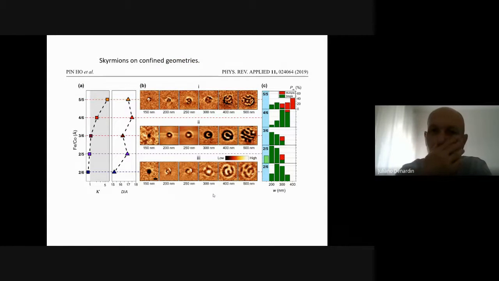You can see that in this example, if you decrease the diameter of the dots, the authors have been able to stabilize skyrmions at the center of the dot. This means they could change the configuration from stripe domains to skyrmions by decreasing the size of the dot.